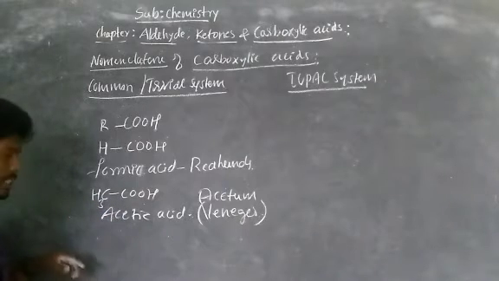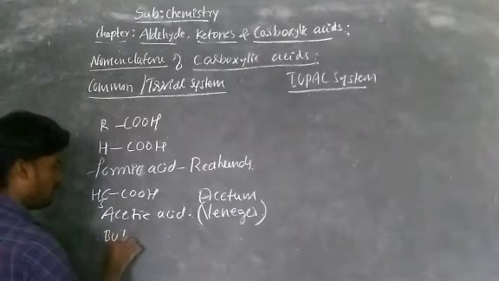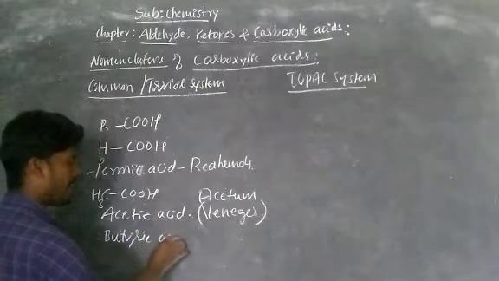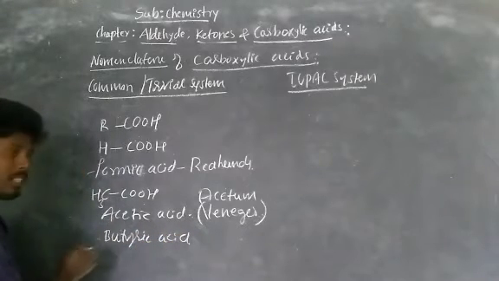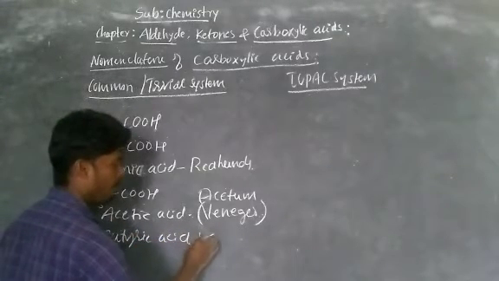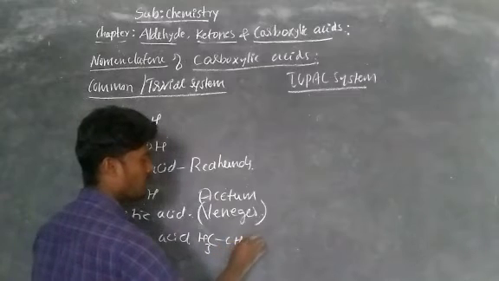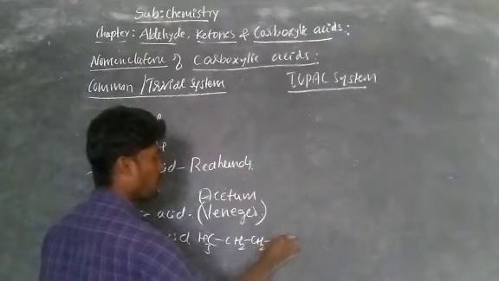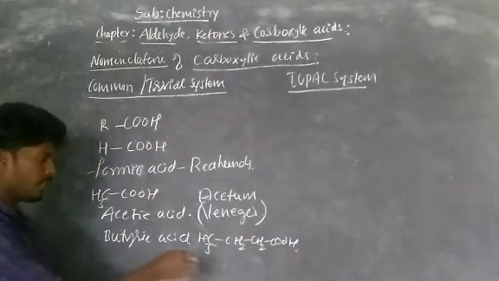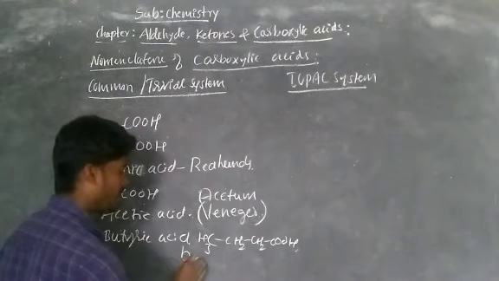Now observe one more example: butyric acid. Butyric acid means 4 carbons. There is CH3, CH2, CH2, COOH. This is butyric acid. This butyric acid is obtained from butter.